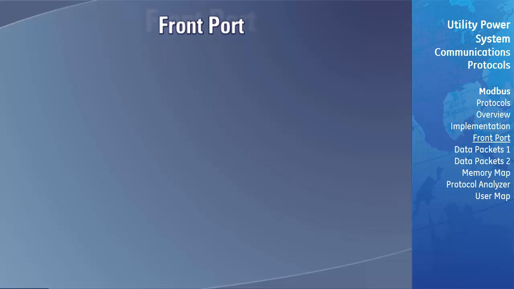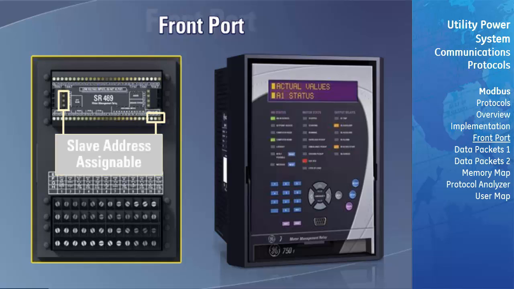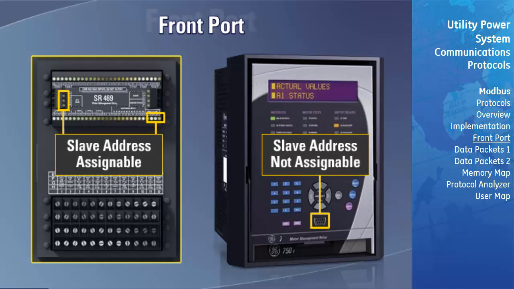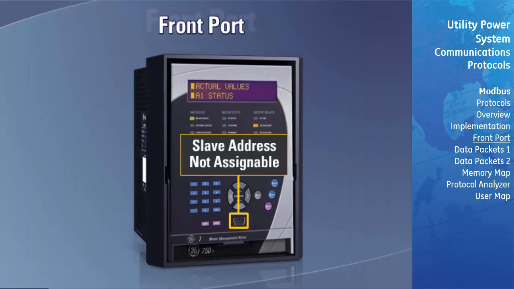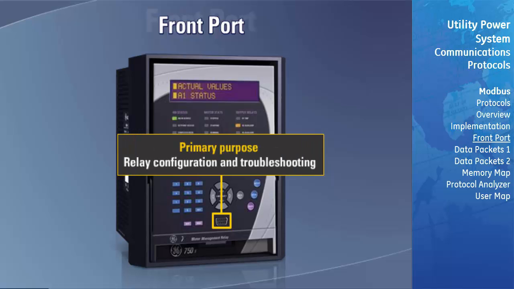When troubleshooting or optimizing a Modbus LAN, it is very useful to understand how commands and data are transmitted. When using the Modbus protocol on GE Multilin relays, it's important to note that slave addresses can be assigned to all ports except for the front RS-232 port. This means that the front RS-232 port cannot be connected on a network to a Modbus master. The primary purpose of the front RS-232 port is for relay configuration and troubleshooting. A fixed front port configuration reduces the time and effort required to establish communications to the relay.